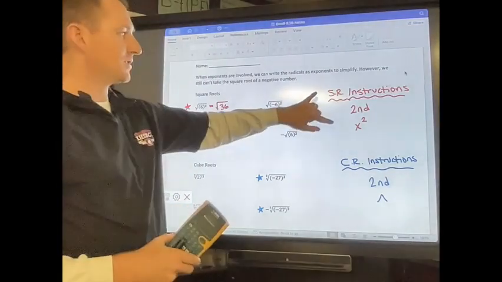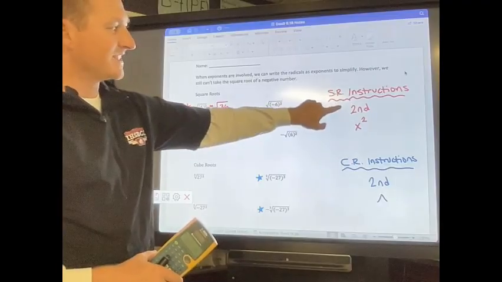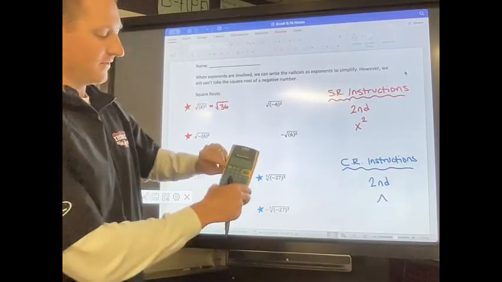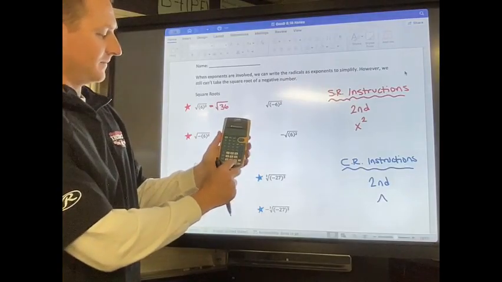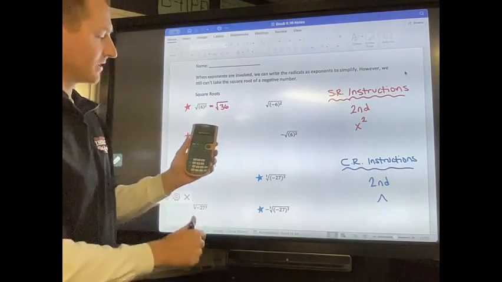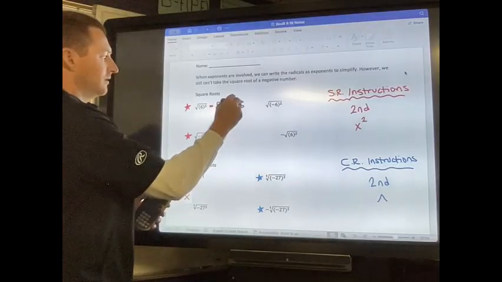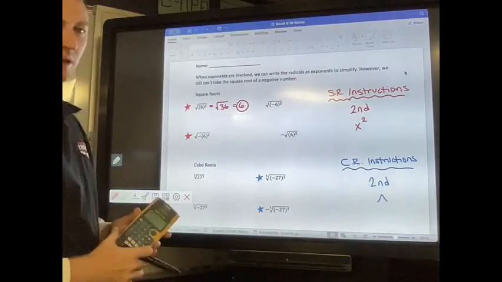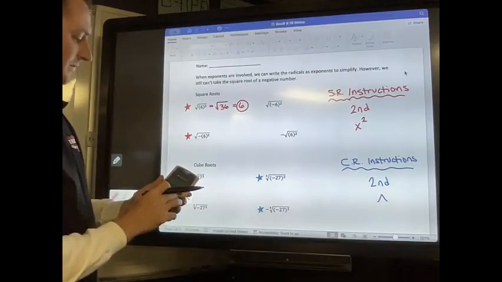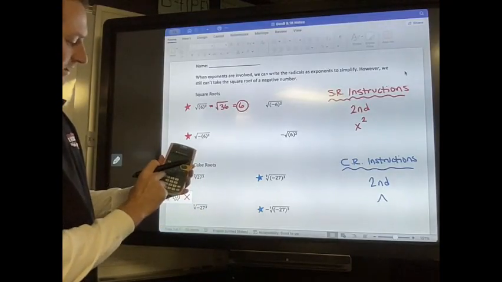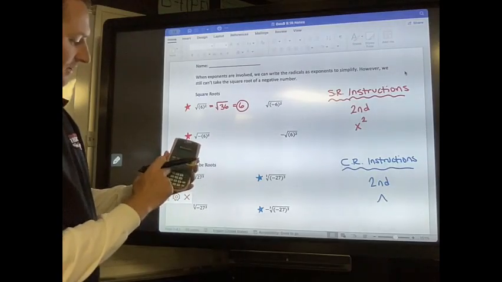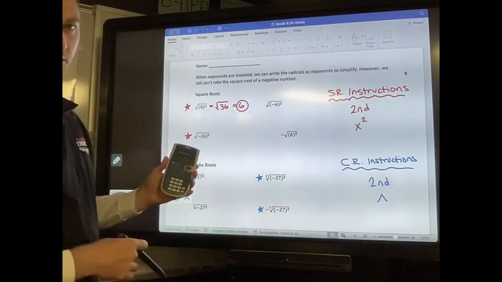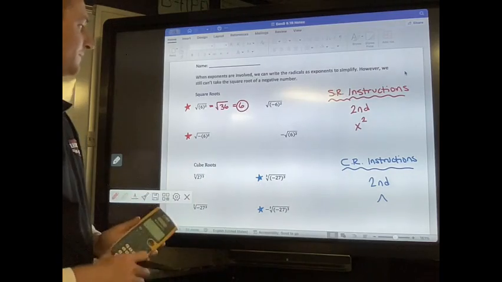We have our square root instructions over here in red. You're going to hit the second button. It's up in the top left. And then you're going to hit the x squared button. It's over here on the left side. And the square root of 36 is 6. Now you can cut out the middleman. You can just type in second x squared, get your square root sign, and then go parentheses 6 parentheses squared. And that's going to work too. Okay, so it's the same thing either way.